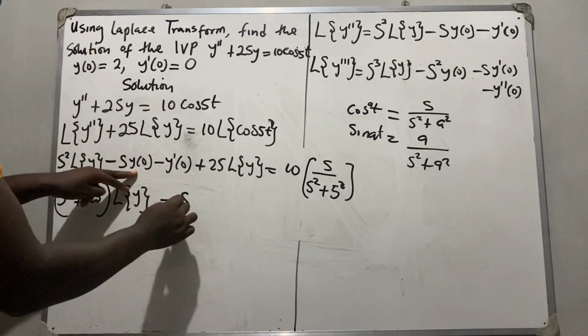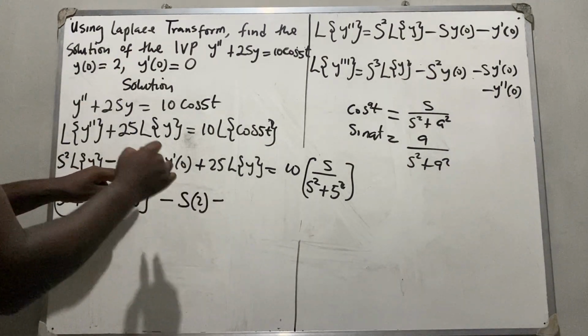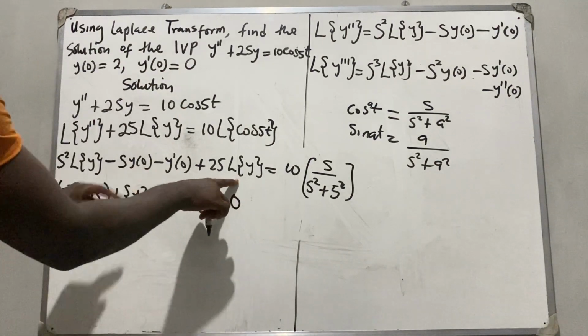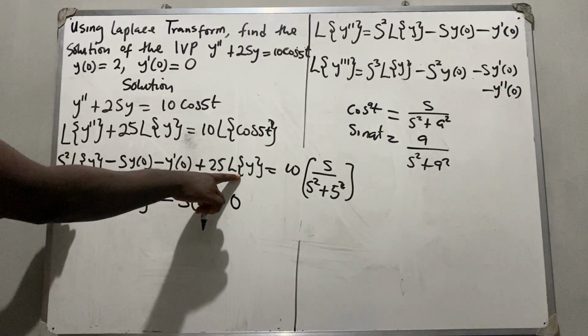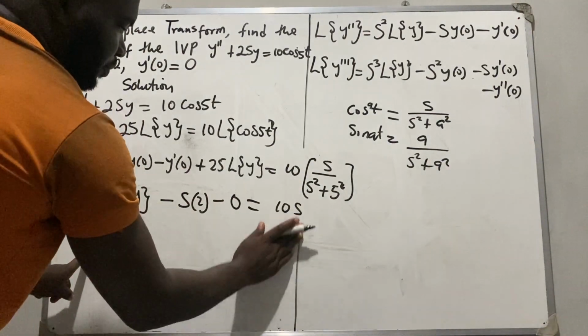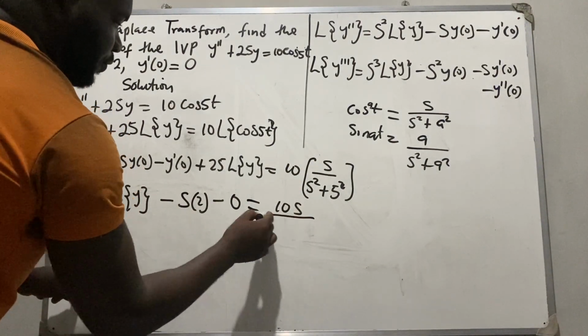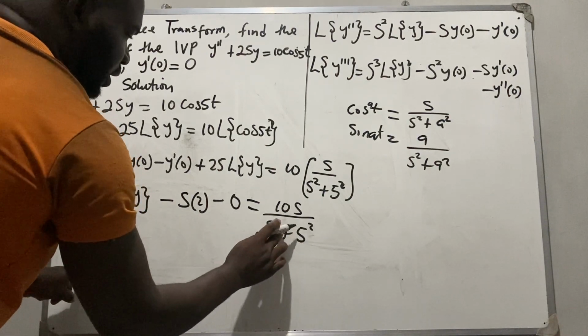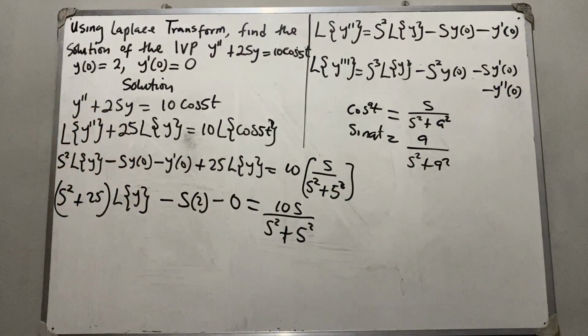So I'm going to have s in bracket of 2 minus y prime of 0, which is 0. So I'm going to have 0 here. Remember that this one, I have attached it with this one. So it's equal to, this time, 10s all over s squared plus 5 squared. Okay. Now having this, what do we do?